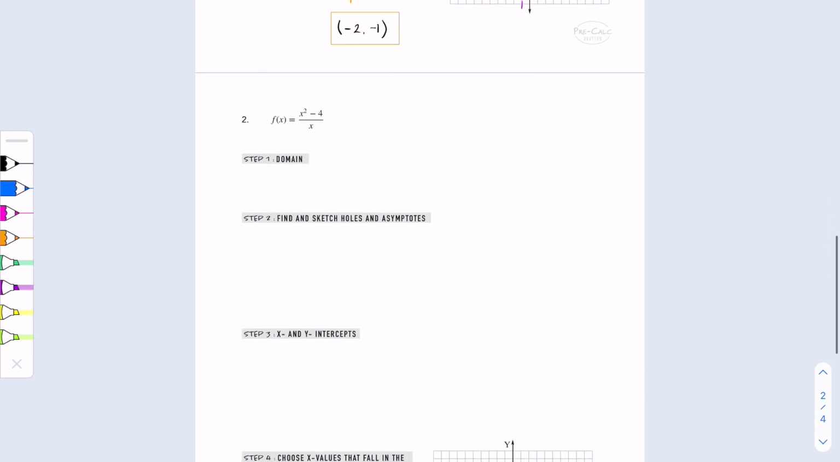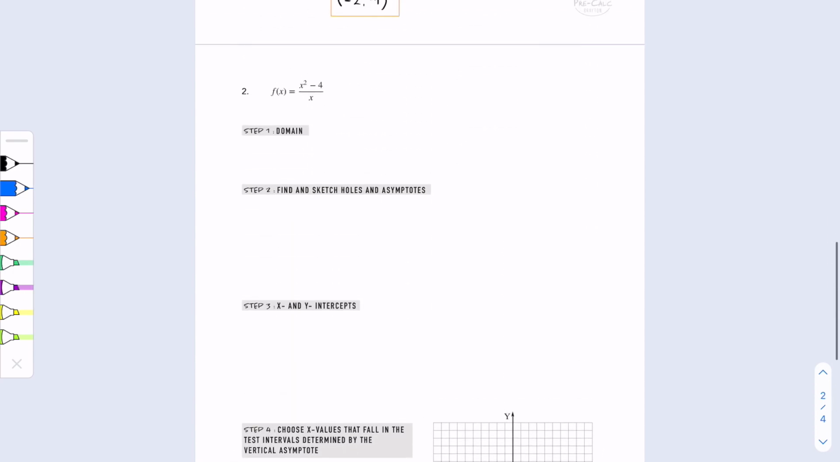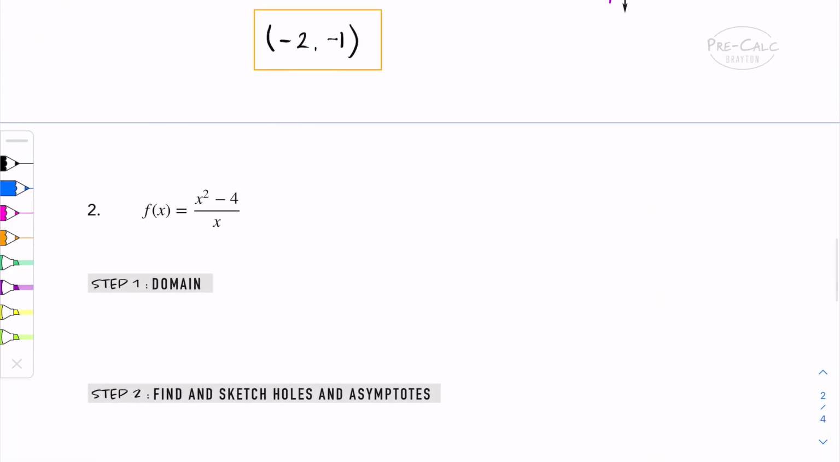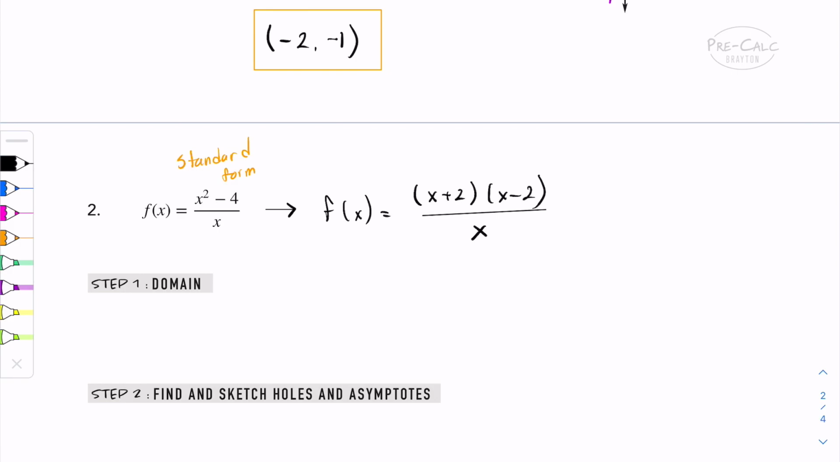Okay, let's do number 2 together, and then you can do the next one on your own by yourself. Number 2 is x squared minus 4 over x. This is called the standard form. Next, let's write this in factored form. Factored form is equal to x plus 2 times x minus 2 divided by x. And there is no simplified form of this. There is nothing that cancels, so factored form is where we're going to stop.